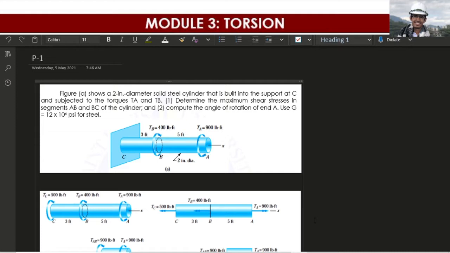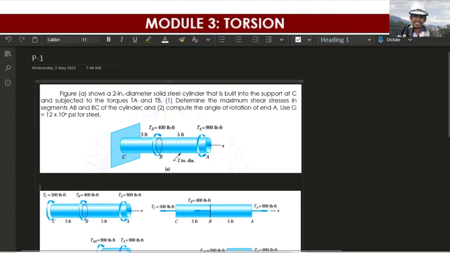So first, Figure A shows a 2-inch diameter solid steel cylinder that is built into the support at C and subjected to the torques TA and TB. Determine the maximum shear stress in segments AB and BC of the cylinder. And second, compute the angle of rotation of end A. Use G equal to 12 times 10 raised to 6 psi for steel.